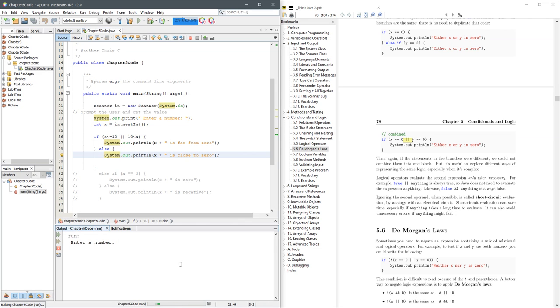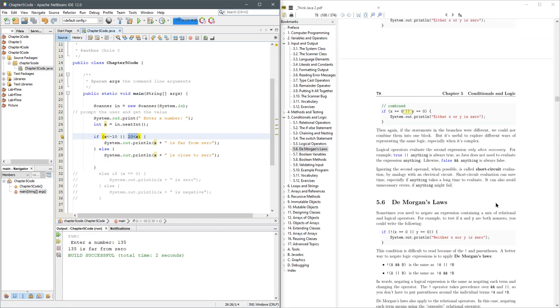All right, let's do 4. 4 is close to 0, okay. Try even 0, 0 is close to 0, yes. Now we'll try 135, is far from 0. Okay, so it can either have this one true or this one true. You only need one of the two to be true.